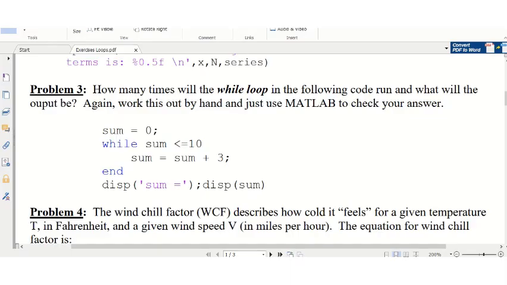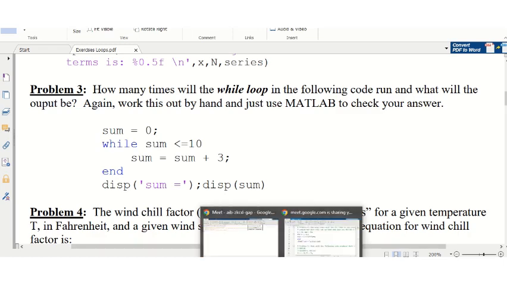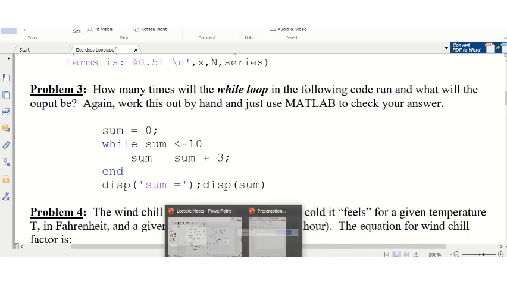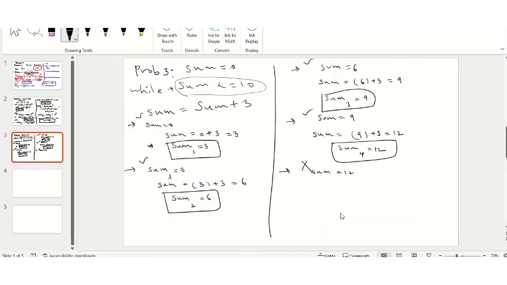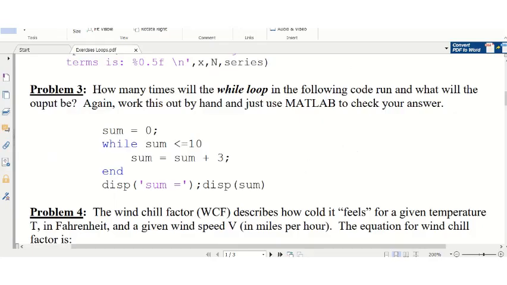So what is the question, sir? How many times will the while loop in the following code run? How many times is it running, sir? 4 times. And what will be the output? Output will be 12. Output will be sum is equal to 12, right? Let's move on to the next problem.